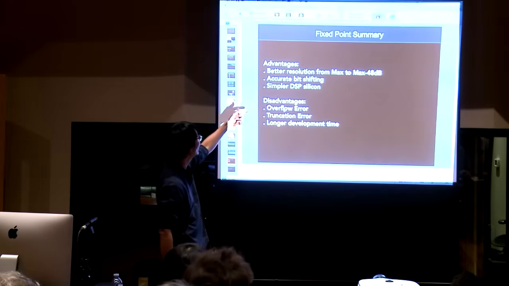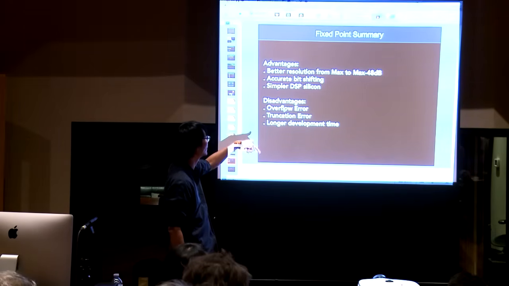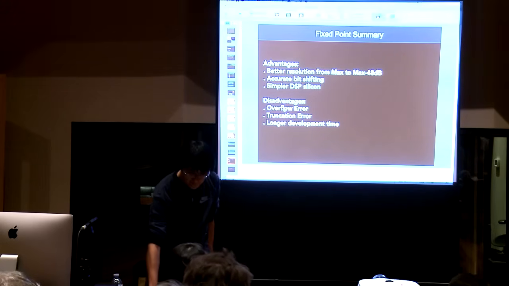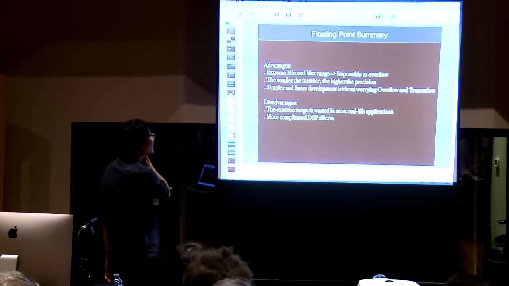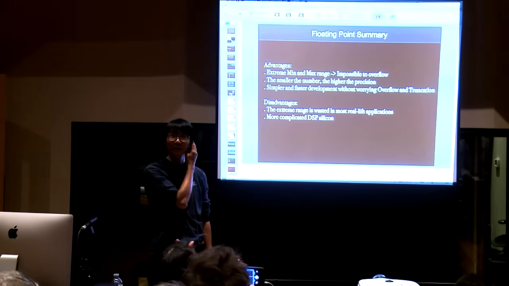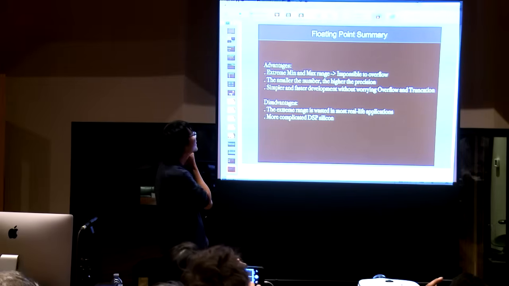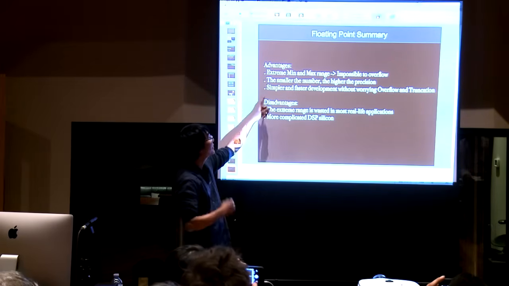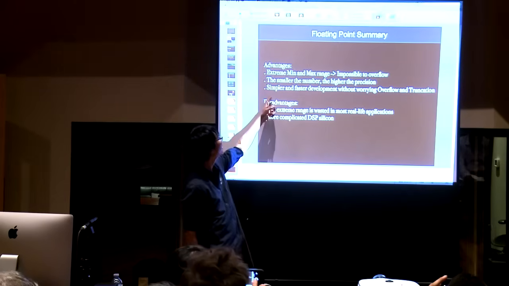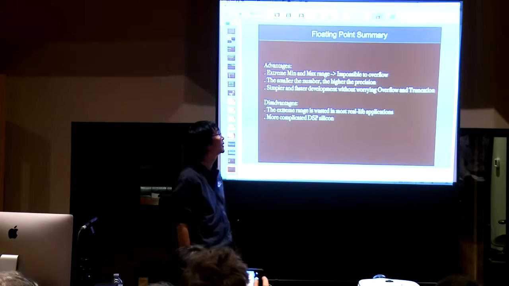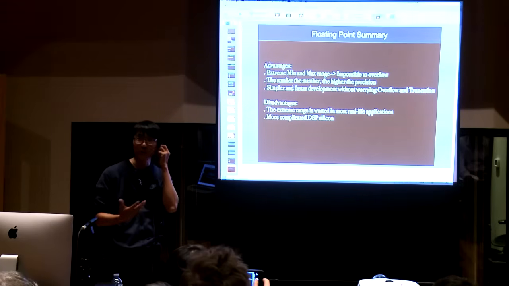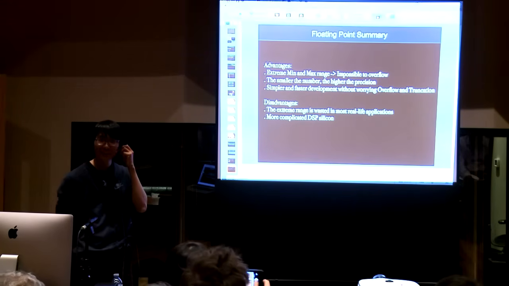But of course, the disadvantage is you've got overflow, truncation, and longer development time, as I've mentioned. Floating point advantages: extreme min-max range, impossible to overflow. Good thing. The smaller the number, the higher the precision. Good thing. Simpler and faster development without worrying about overflow and truncation. Good thing for us. For the user, they don't care. For us, it does.